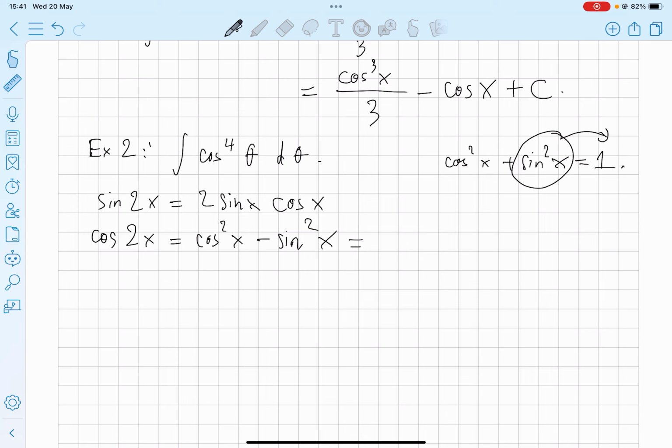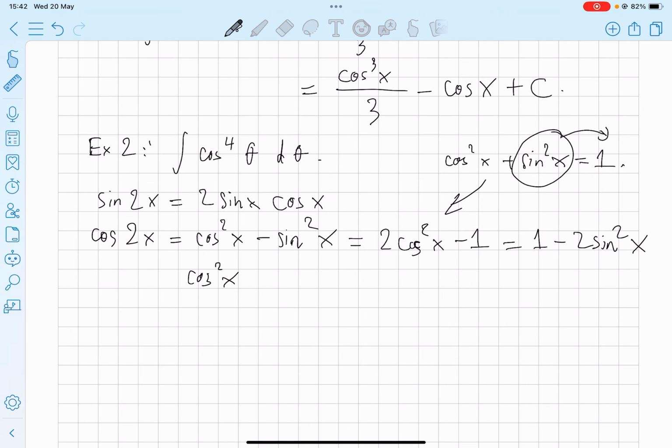You can isolate sine square into one side, and the other side will be about cosine square, and then substitute back to here, and this will give you 2 cosine square of x minus 1 equal to 1 minus 2 sine square of x. You can see it, right?